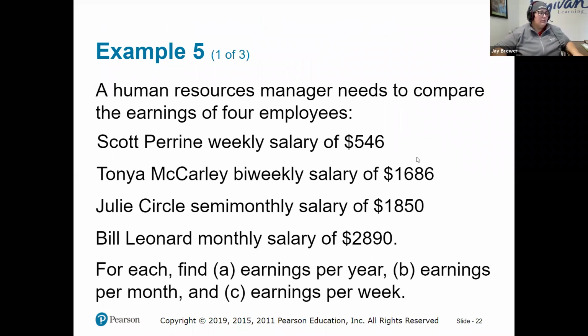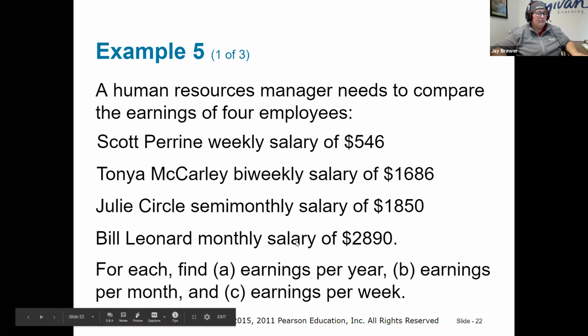Let's see. Do we need this example? I guess we can go over it. A human resources manager needs to compare the earnings for 4 employees. Scott has a weekly salary of $546. Tanya has a biweekly salary of $1686. Julie has a semi-monthly salary of $1850, and Bill has a monthly salary of $2,890. For each, find earnings per year, earnings per month, and earnings per week.